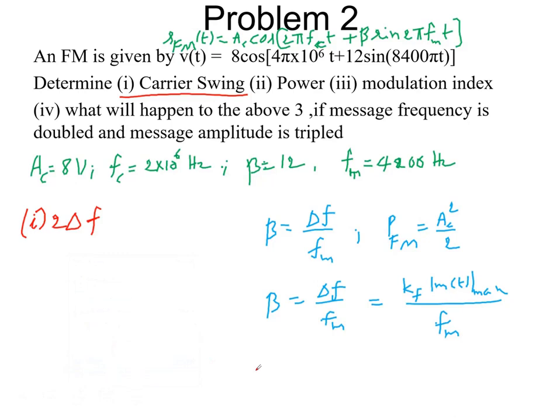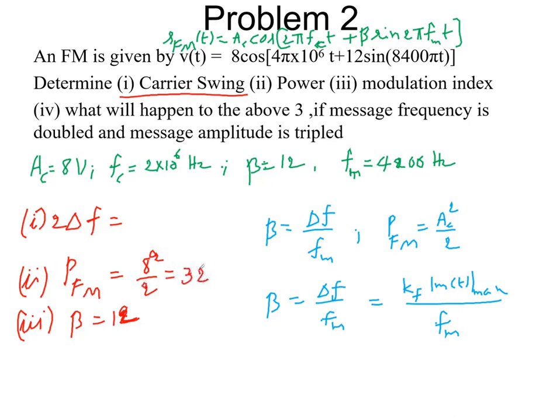Now if you observe here, first you need to arrive at what? 2 times del f. Now your beta is 12, which is giving you the solution for your problem 3. Your modulation index is 12 here. Then what is the power here? Power in this FM? Your Ac is 8, then 8 square by 2 will give you how much? 64 by 2, which is 32 watt per ohm.